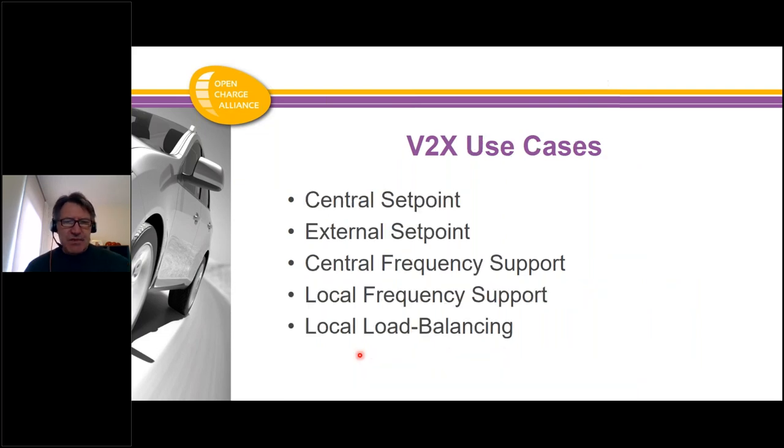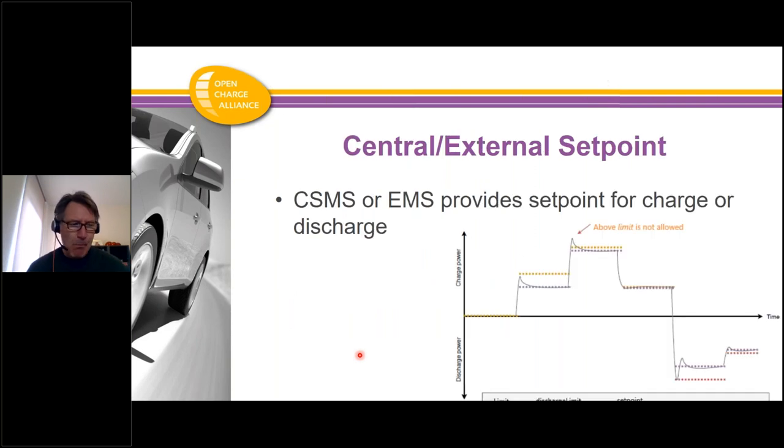In creating these extensions, we started out with a number of use cases that some of our members in the task group were planning to implement. These are these five cases. The central set point case is probably the most straightforward. Central set point is the situation where the CSMS, the backend, sends a set point to the charger, and at that value the EV should either charge or discharge. It can also provide a bandwidth for that.